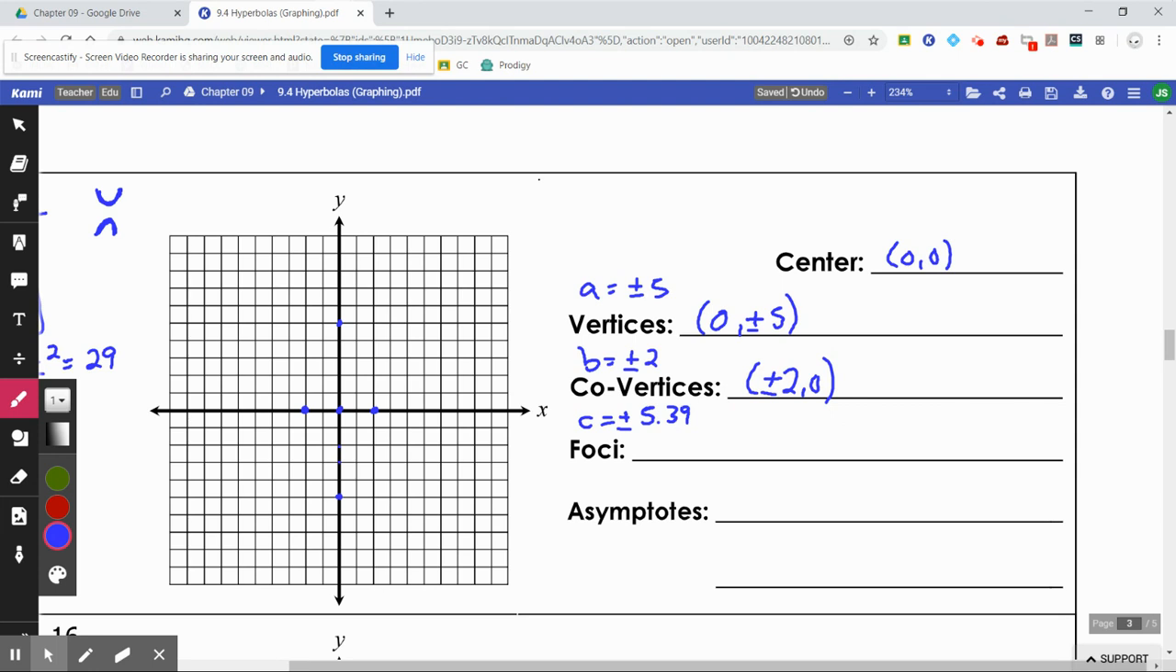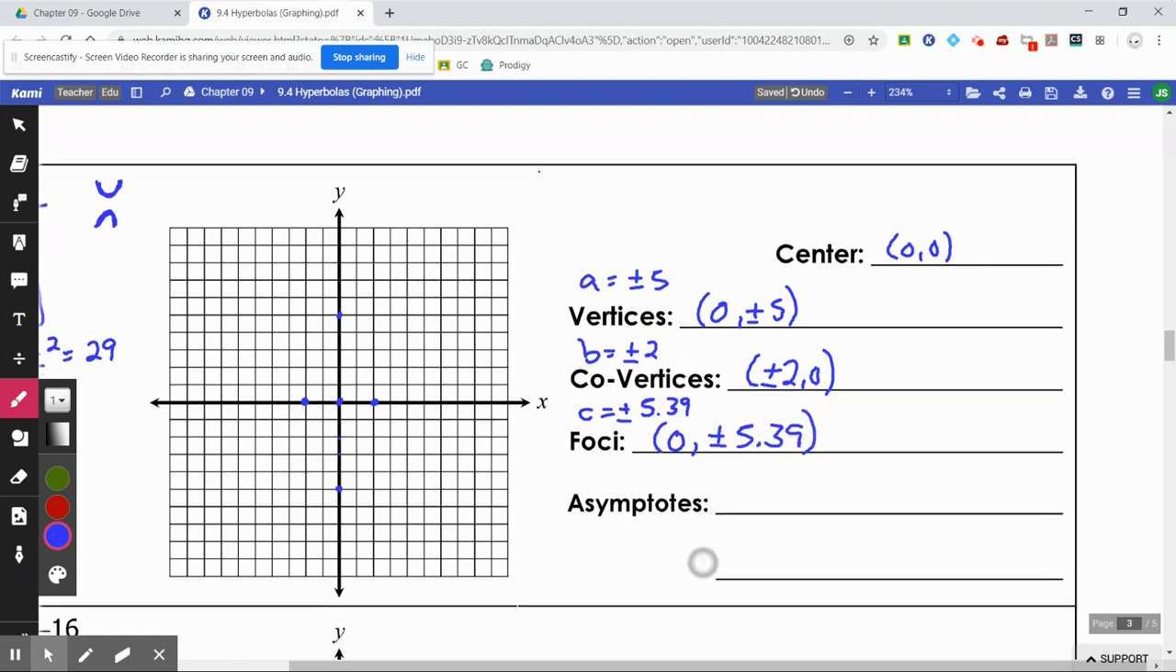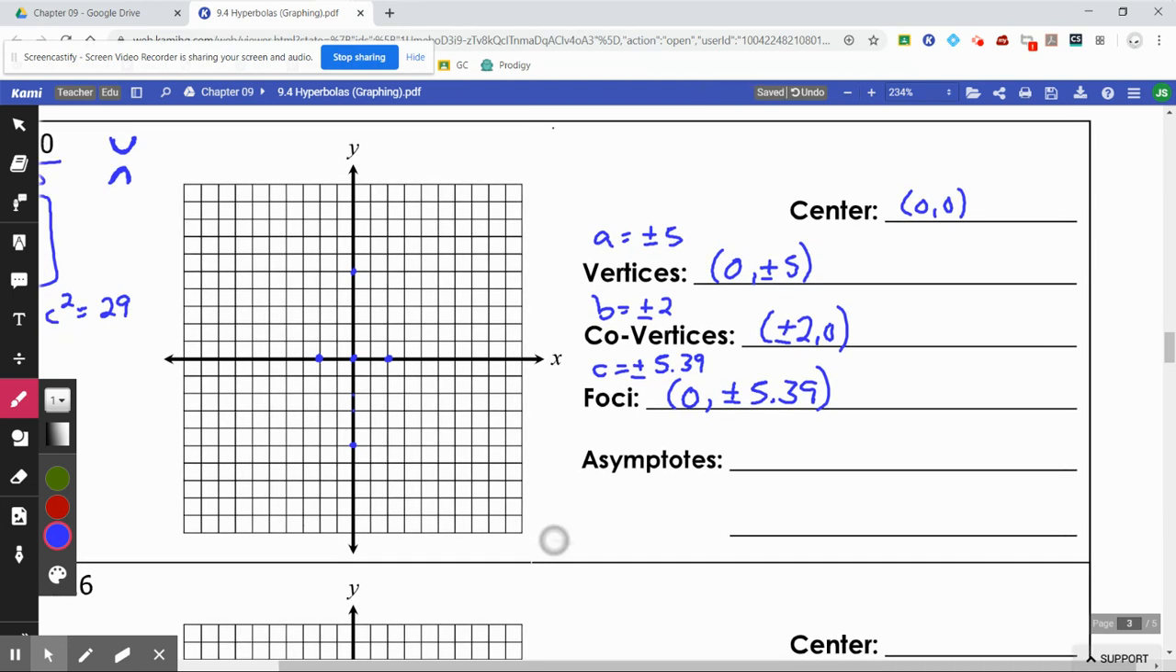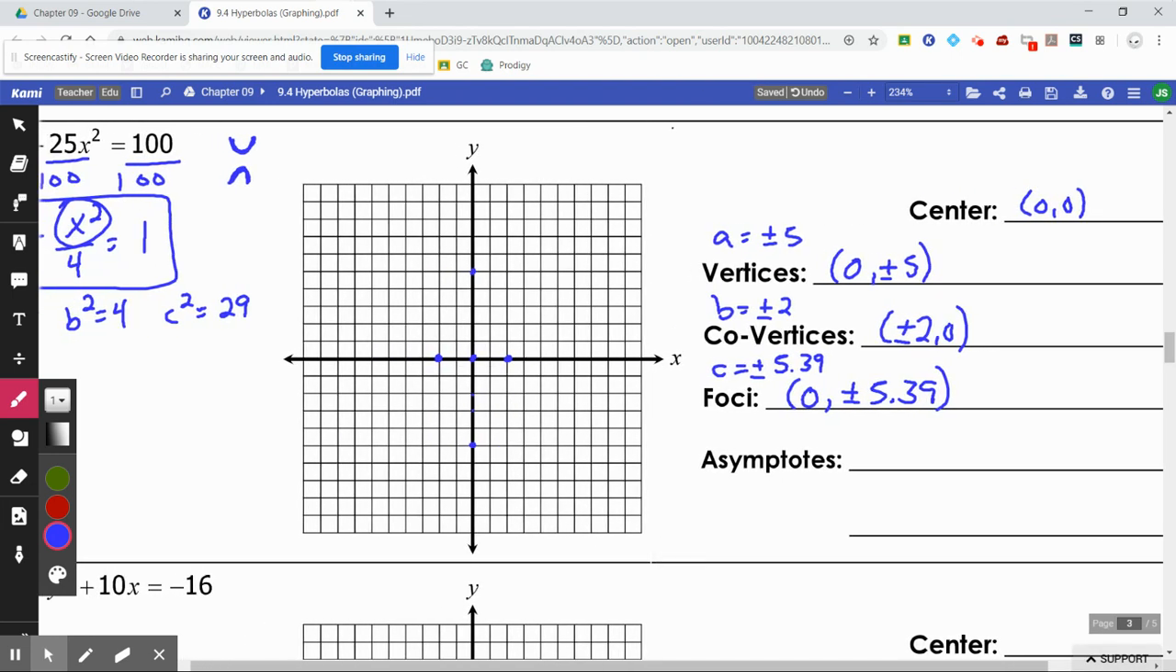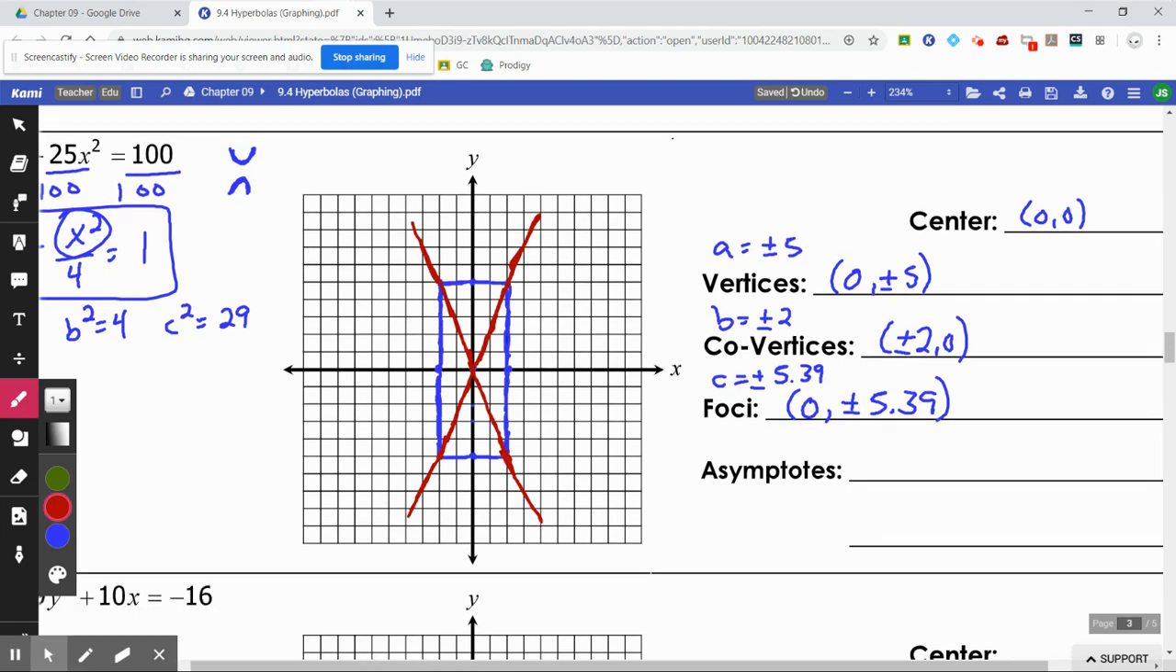Our foci are going to be, again, since it's vertical, it's going to be up and down. So 0 plus and minus 5.39. And I'm not going to plot those. You know that you can. The asymptote lines we'll find in just a second. Let's go ahead and draw our box. And there you see your box. Let's draw our asymptote lines through the corners and through the center. And there are your asymptote lines.